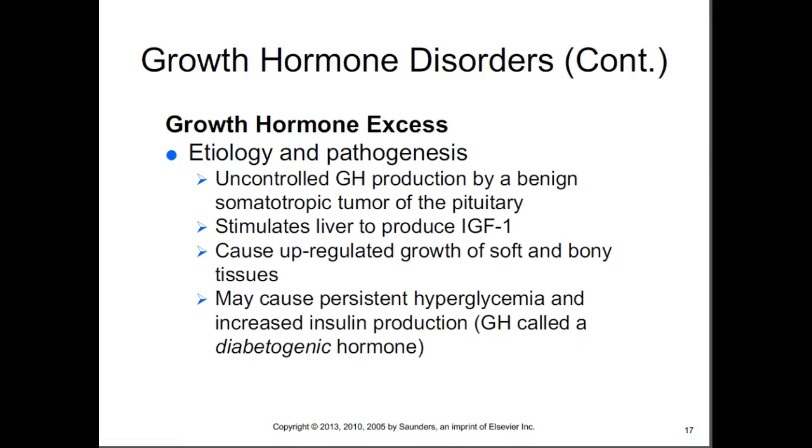All right, so growth hormone excess is going to be uncontrolled production, maybe from a benign tumor of the pituitary. We call those pituitary adenomas, right? It stimulates the liver to produce IGF-1, right? It causes upregulation of growth of soft and bony tissue. So it may cause a persistent hyperglycemia and increased insulin production, right? Because growth hormone is also called a diabetogenic hormone.